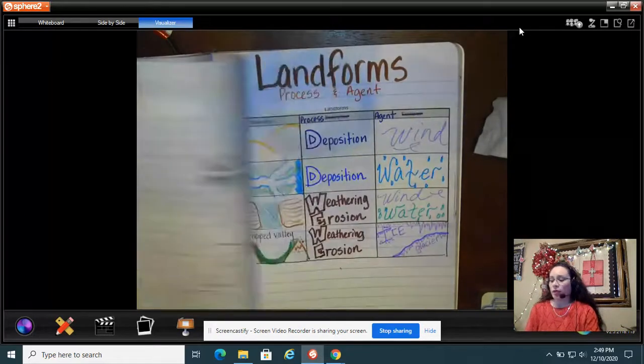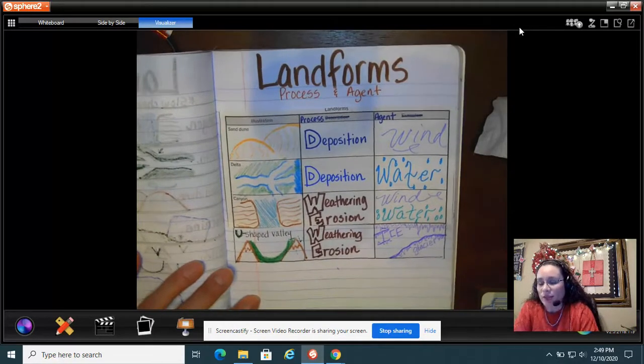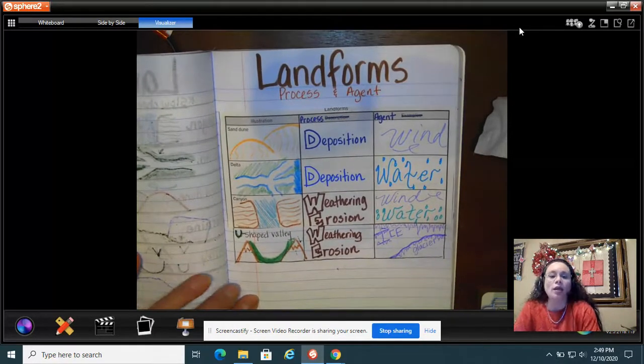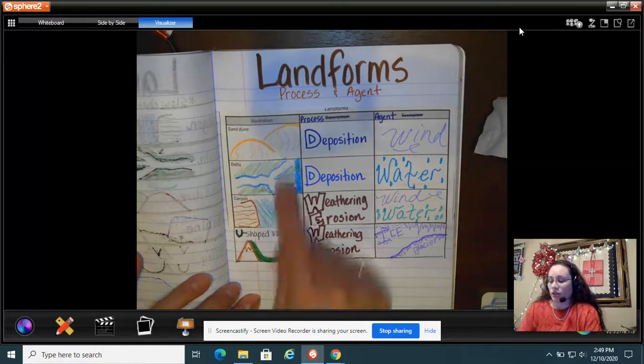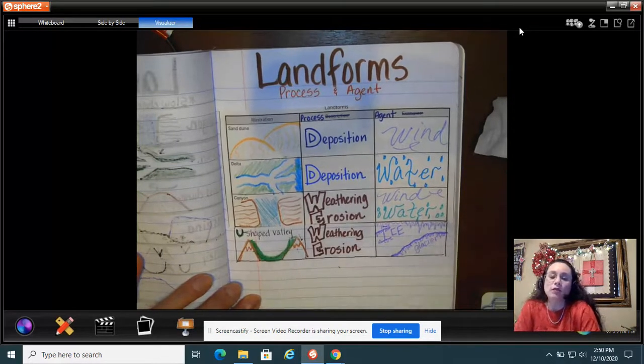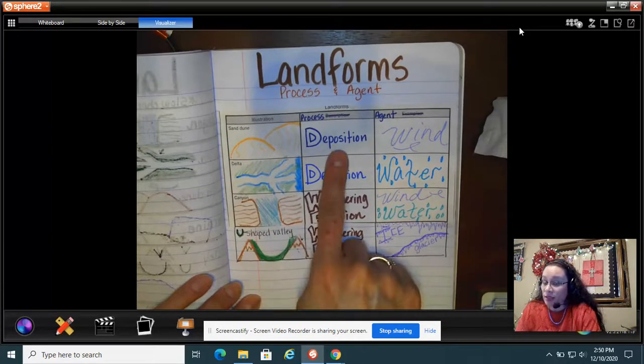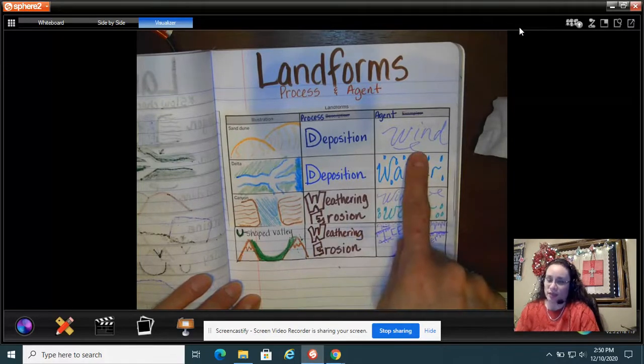If I turn the page, I have the title landforms, process, and agent. I have this chart right here. It is page 91 of your Think Up book. On page 91, I only used the bottom part, which is the chart. I drew the sand dune. I wrote the process that makes the sand dune and the agent that makes the sand dune.